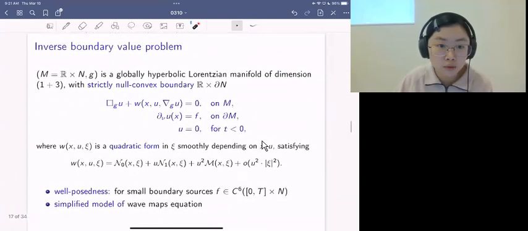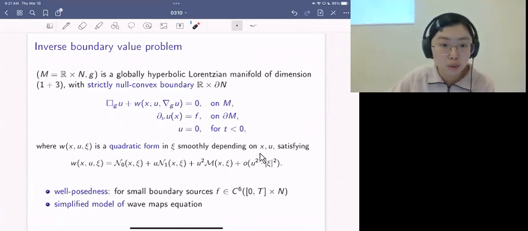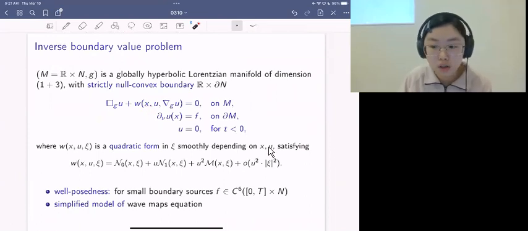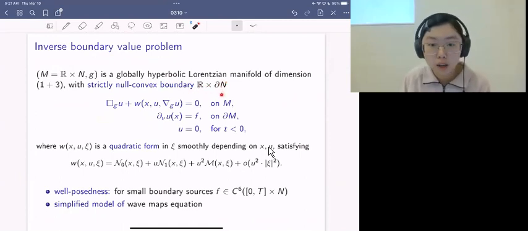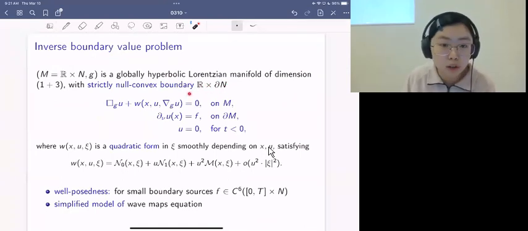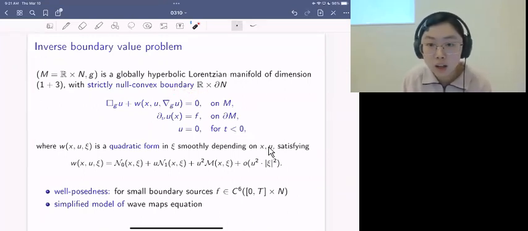So next, I'd like to discuss the inverse boundary value problems for a quasilinear wave equation. Here we consider a globally hyperbolic Lorentzian manifold with boundary. We have some assumptions about the boundary, and I'm going to discuss this later on.